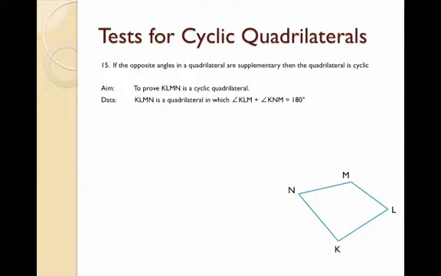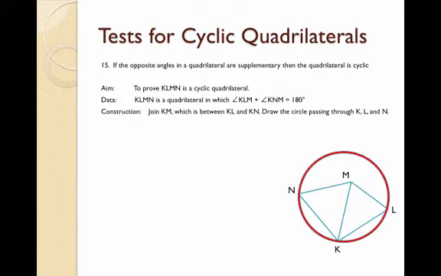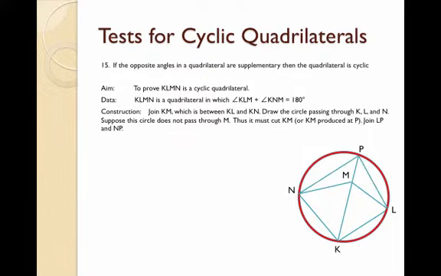We know that KLMN is a quadrilateral and that angle KLM and angle KNM add up to 180. To help with our proof, we'll join KM, which is between KL and KN. We'll also draw a circle which will pass through K, L and N. We'll suppose that the circle doesn't go through M for the moment, and if it doesn't go through M, then it has to cut the line KM somewhere along the line at P. We're going to join LP and NP together to go with our other constructions.